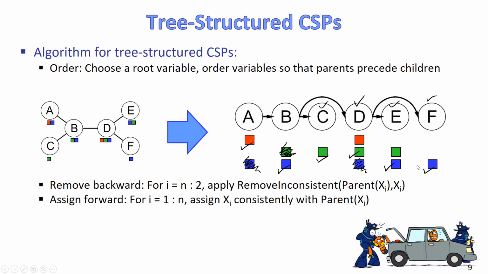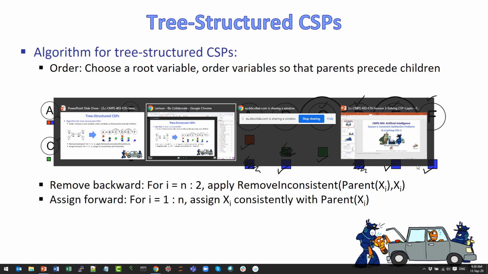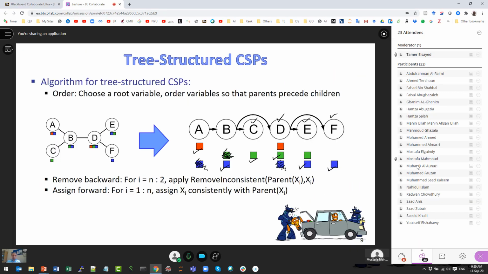We will find a solution by all means if step 1 was successful. If we make sure that all arcs are consistent, then for step 2 you are guaranteed to find a solution. But as you said, if we choose the root to be another node, we might find another solution. But still you will find a solution for sure. Did I answer your question, Mustafa? Okay. Any other questions?